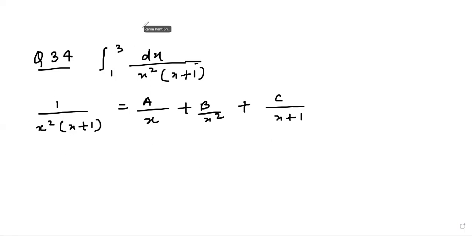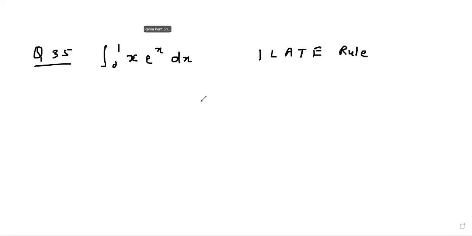Let's go to question number 35. Question number 35 says integration 0 to 1 x e power x dx. So here we can apply the ILATE rule, in which this will be taken as first, this will be taken as second, then we can put the values and we will get the answer as well. Let's go to question number 36.